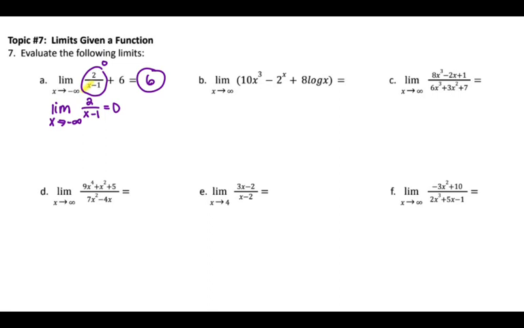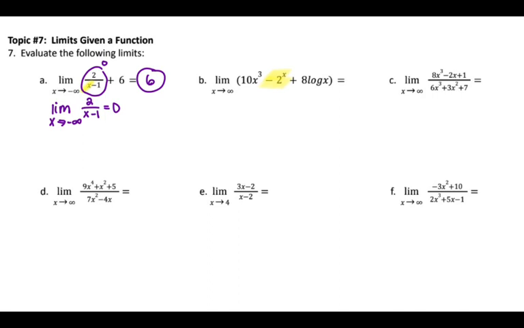For letter B, I'm going to look for my dominant term again. My dominant term is the one that approaches infinity the fastest. Your exponential functions will always approach the fastest. If you do not have an exponential function, then you start to look at just the exponents, which I'll get to once we get to some of the other problems.